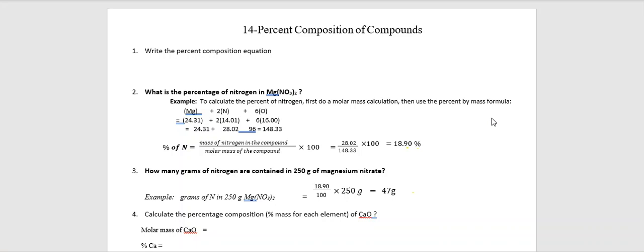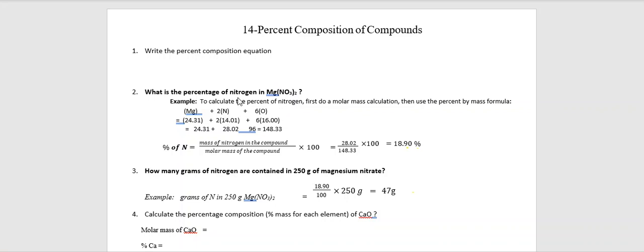Hi guys, this page 14 is about percent composition of a compound. What that means is, if I have a compound, look at this magnesium nitrate, what percent of this compound is magnesium, what percent is nitrogen, and what percent is oxygen? And it's kind of simple.